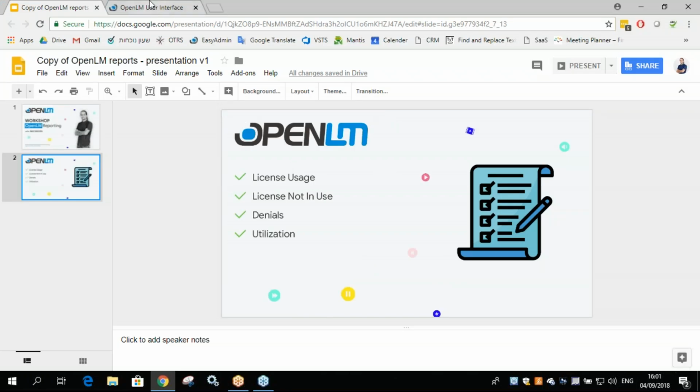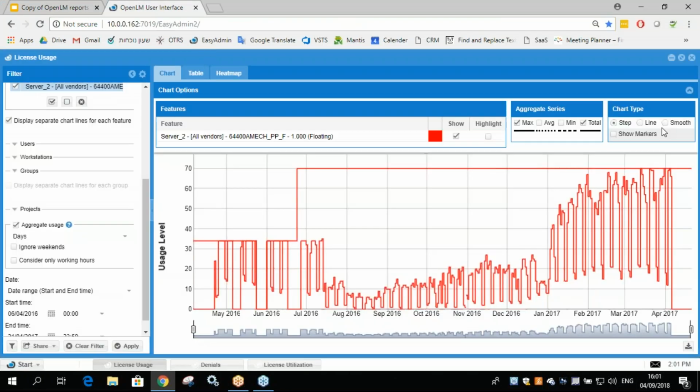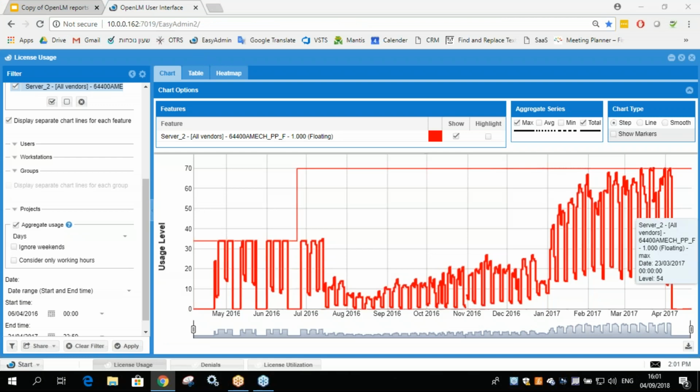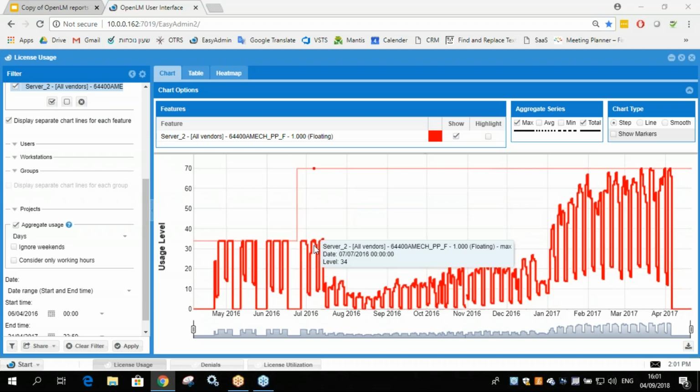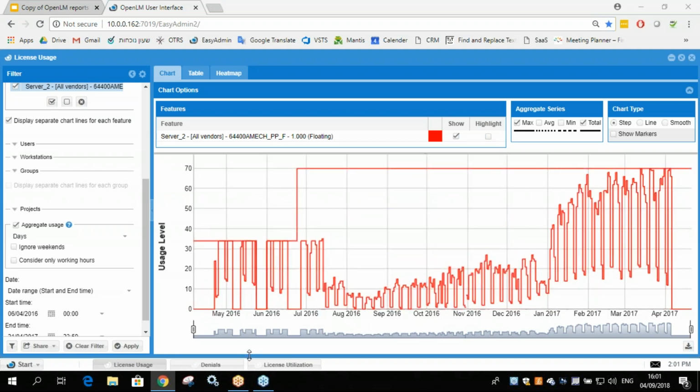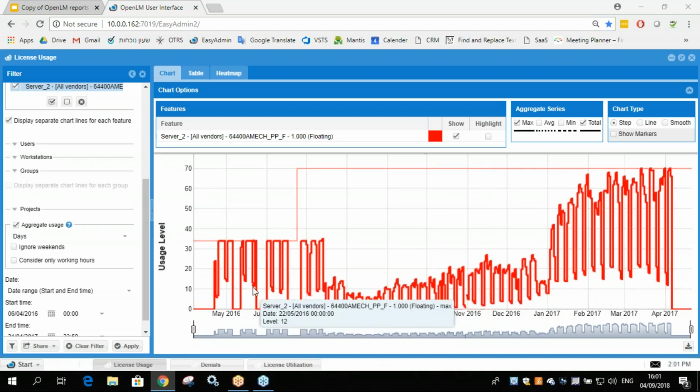Okay, so let's just jump right in, and let me first show those reports that I want to talk about. Then I will go deeper into those reports and we'll see what we can get out of them. Now, I'm not going to show you all the OpenLM reports. I'm just going to show you the ones that I will be focusing on.